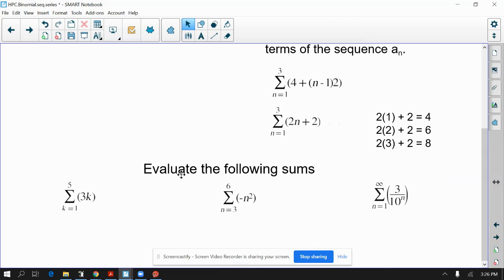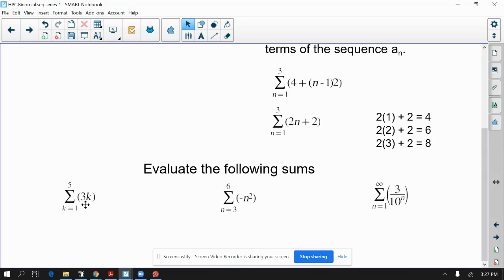So let's practice. You should pause the video, please, and tell me the values of these three. I'm especially interested in how you handle this one. But pause the video and try to evaluate them, please. So I very much hope you did. First of all, this is sigma, but it's not n, it's k. That shouldn't really bother us. We can replace n with any letter we want, and k is a popular letter.